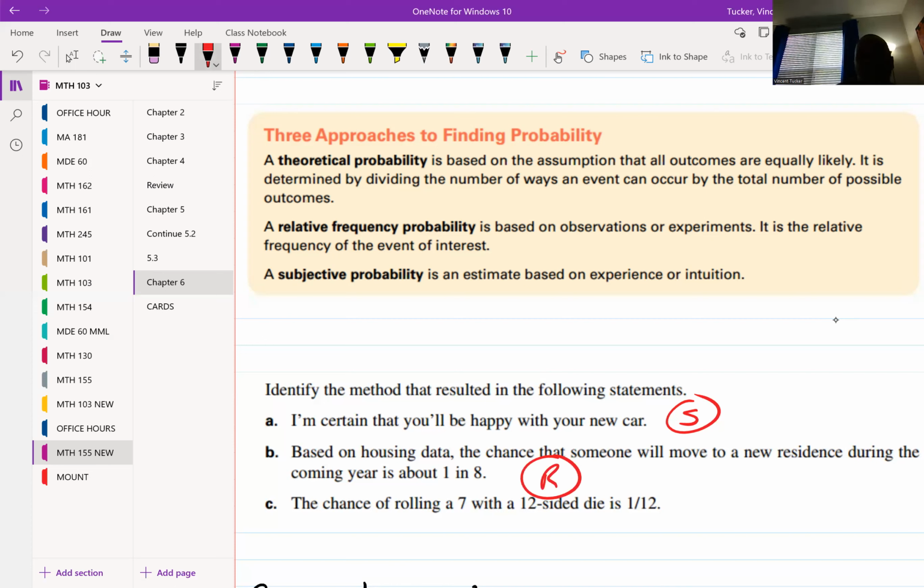And then what sets that one apart from the theoretical is that the chance of rolling a 7 with a 12-sided die is 1 out of 12. It's letting you know that there's an assumption that each one of these observations, or each one of the probabilities, are equally likely. And that's what your theoretical probability is based on. Being able to calculate your probability with the idea that what you're calculating has an equal chance of happening. Questions on either one of those three?